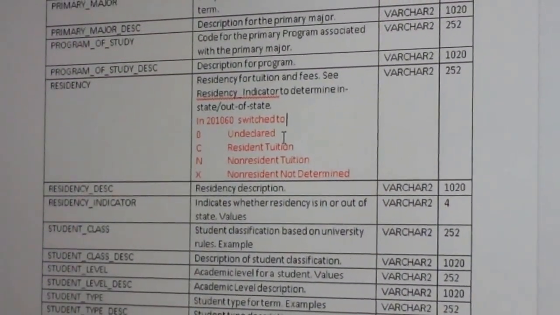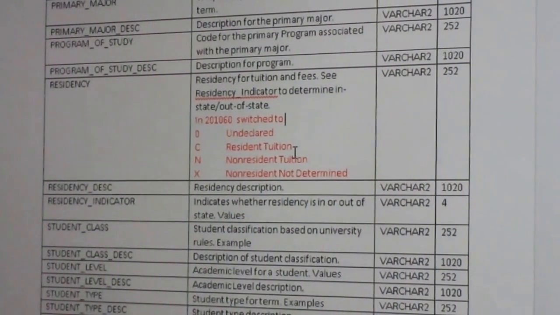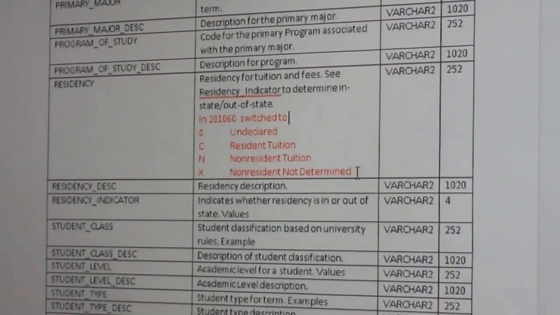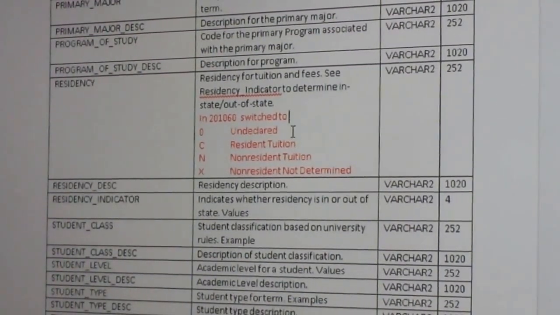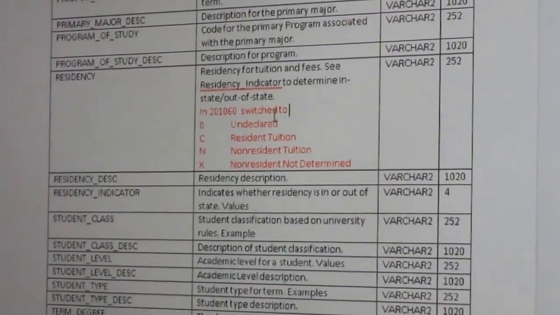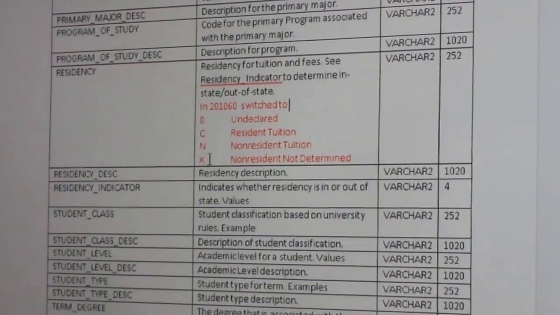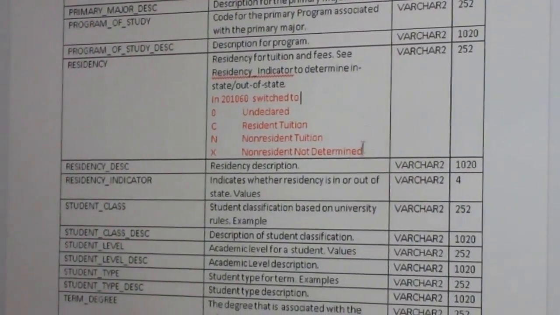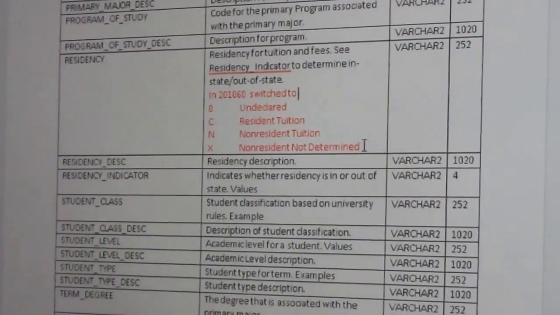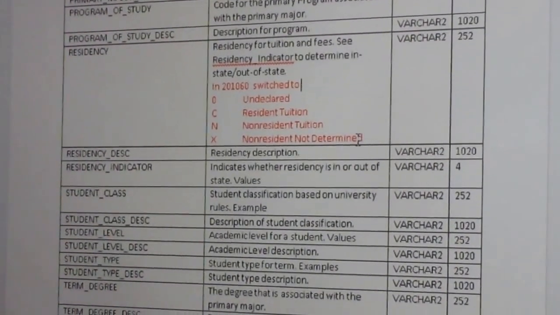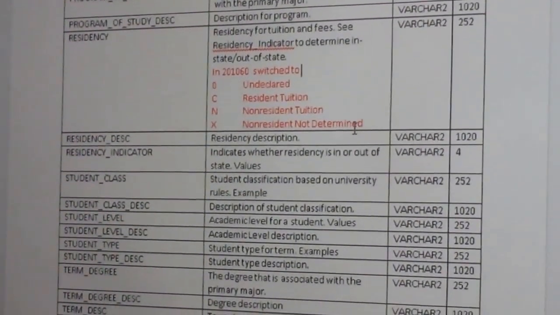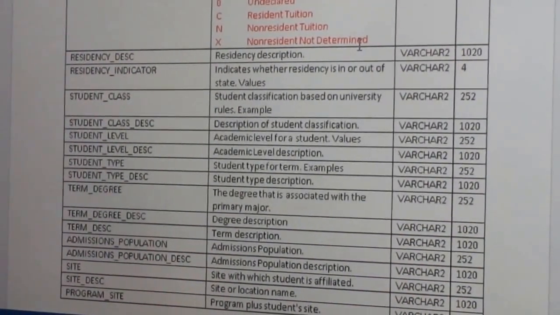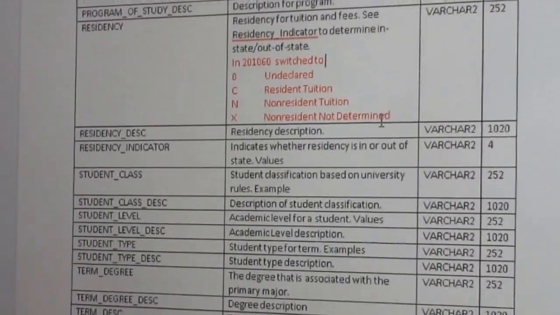And you've got undeclared. C is the resident and non-resident, X non-resident not determined. Generally, this number is very, very small, so I would think of the last three as your friends. But for continuing ed, if they're admitting somebody and they don't need to go through the residency process to figure out if they can truly be counted as a resident or non-resident, then they would fall into that X category. Exactly. Which is the dominant portion.